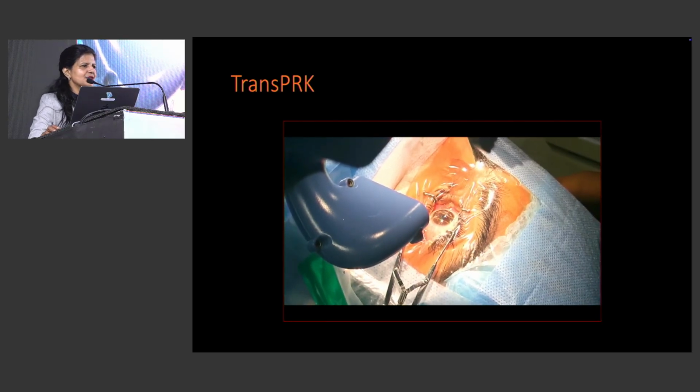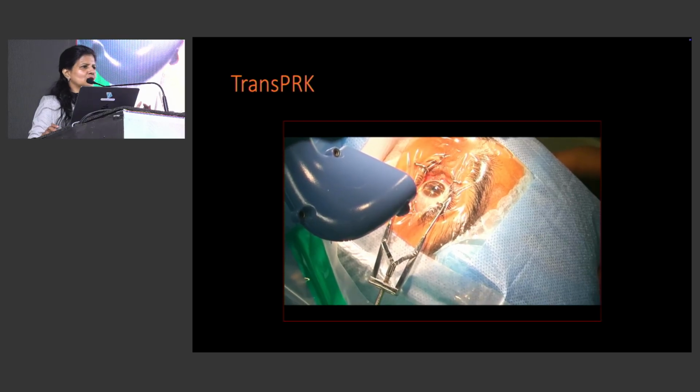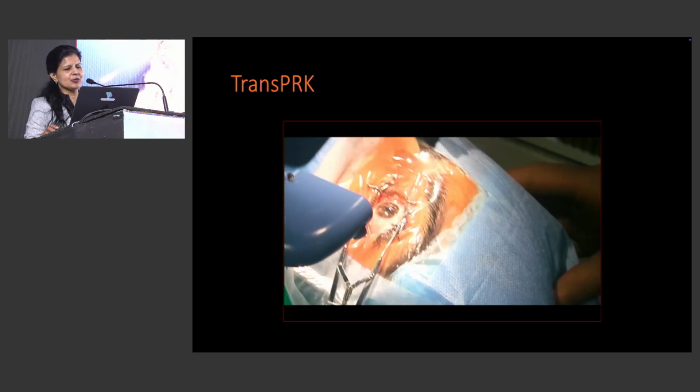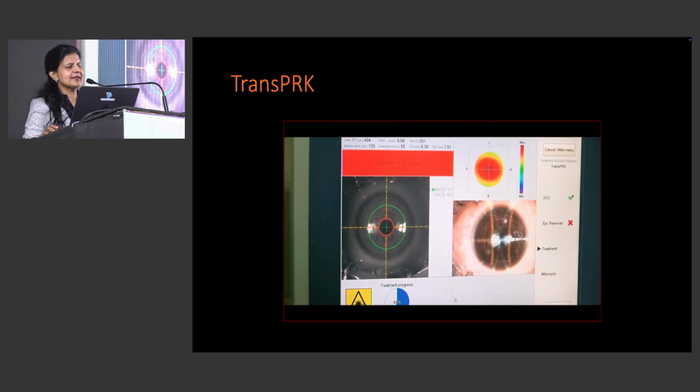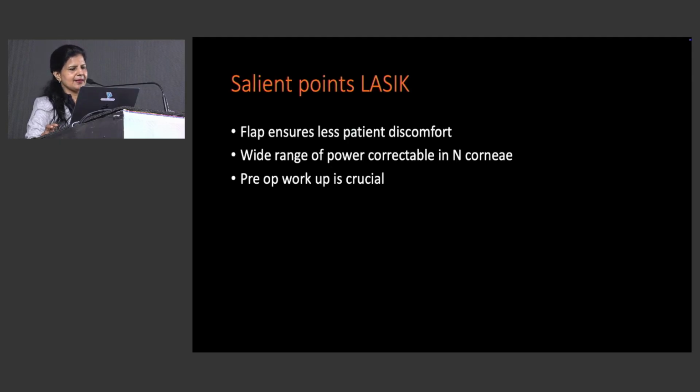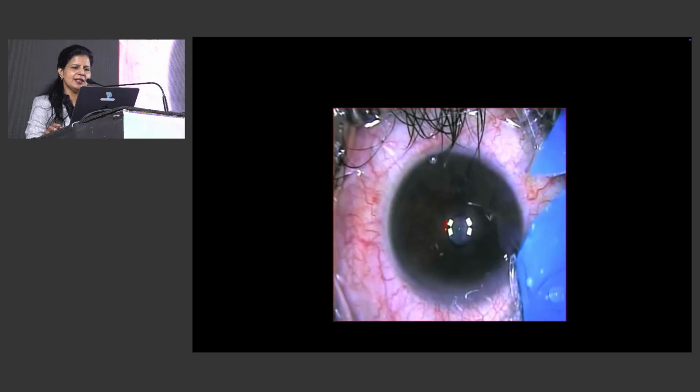Now, on the other hand, trans-PRK, which is what is followed now more than PRK, is where the ablation is done on the surface. It's the laser itself that removes the epithelium and then carries out the excimer ablation. Because of the flap, the patient discomfort is much lesser. It lasts for a couple of hours till the epithelium on the margin of the flap heals and blends with the rest of the cornea. A wide range of power can be correctable in the normal cornea. Pre-op workup is crucial for both procedures, especially in LASIK, where you're going slightly deeper than trans-PRK.